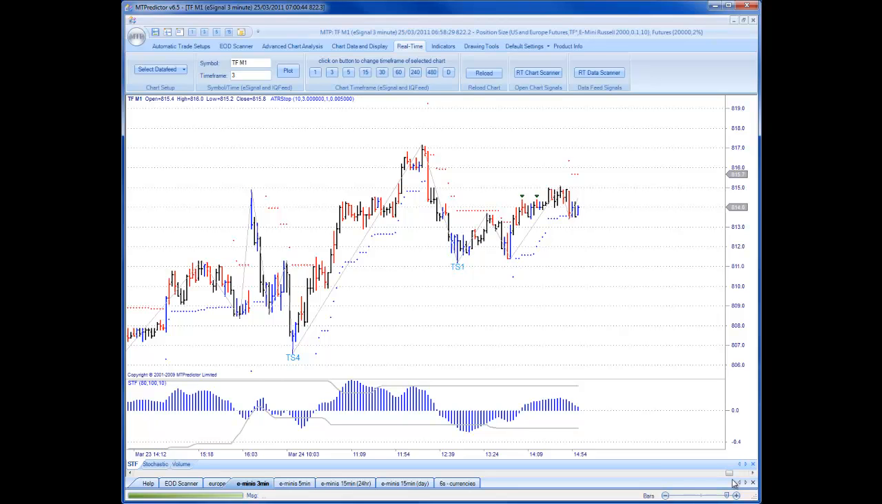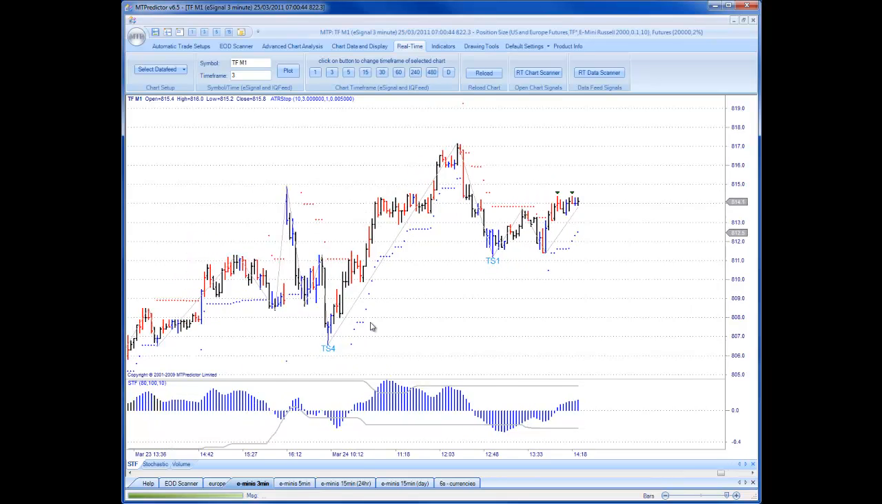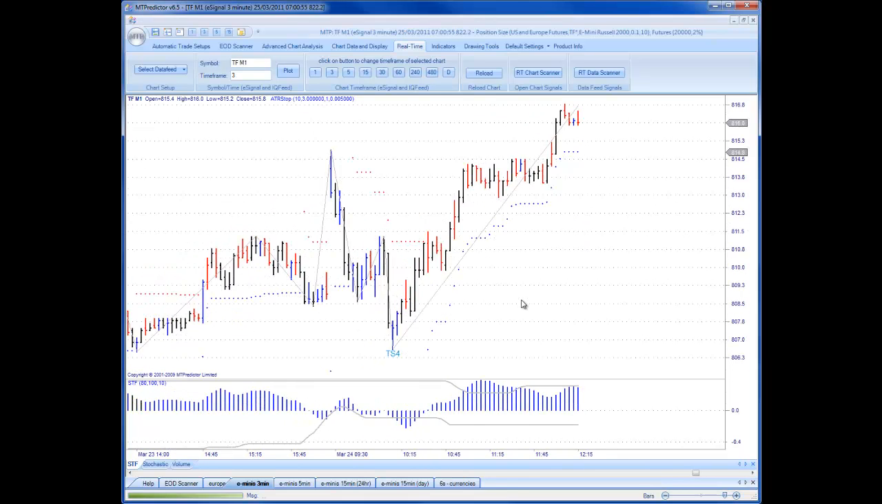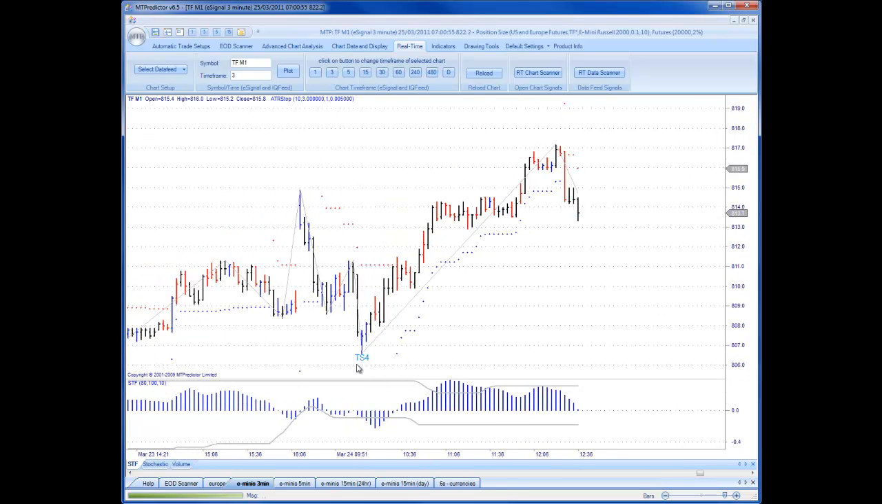So from a day where there were 3 losses, here we are coming into yesterday, and as you can see we had a standard and automatic TS4 buy setup come in early on in the day. I'll look at this one first. Early in the day, it was on a blue STF. So a buy setup on a blue STF is a standard MTPredictor trade setup.